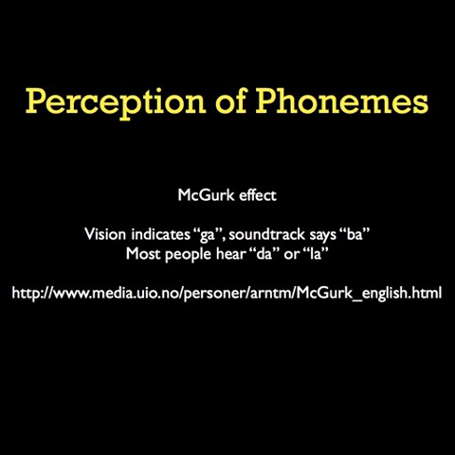So you can demonstrate this for yourself at this website. I think this is where I actually got this little video. So vision indicates ga, soundtrack says ba, and people hear something in the middle, maybe da or la. And you don't hear something that's in between, right? You never hear anything that's between ga and da. Because we perceive phonemes categorically.